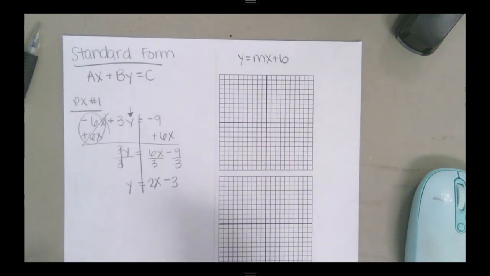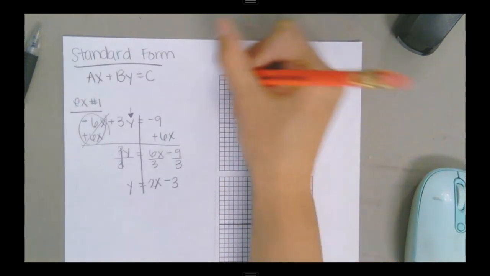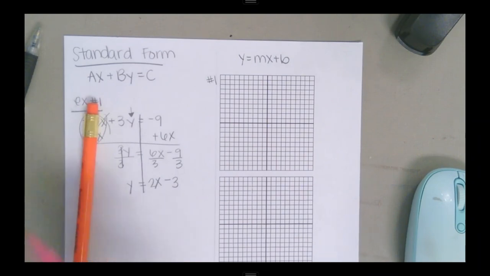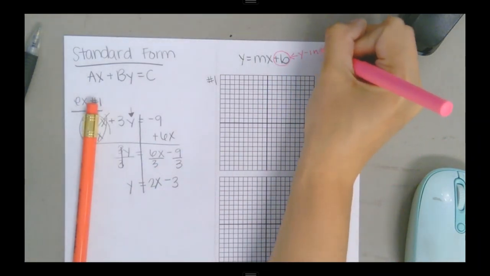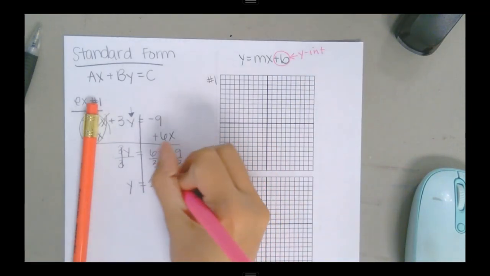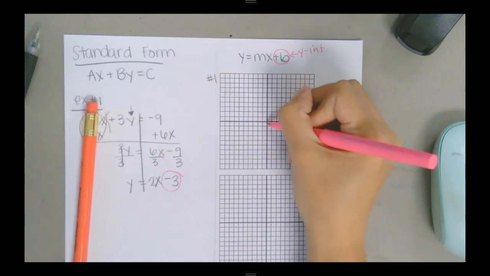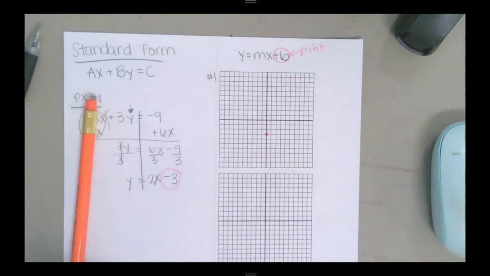Now what we're going to do is take our slope-intercept form and graph it, all right? So when we graph, remember that we always want to plot our y-intercept first. So if I look at y equals 2x minus 3, this negative 3 is what I want to graph first, and I want to graph that on my y-axis. So I'm going to go down 1, 2, 3, and that's my first coordinate.